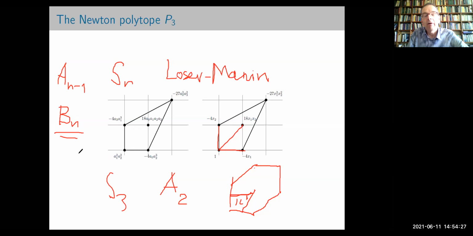My dream was to generalize everything I already explained about the classical discriminant of type A_{n-1} to the case of B_n. There is also a polytope, but the point is, I don't know how to write down the discriminant. I know the Newton polytope of this discriminant, but I don't know how to define and write it explicitly, although there is some candidate for this. Unfortunately, I don't have time to say more.